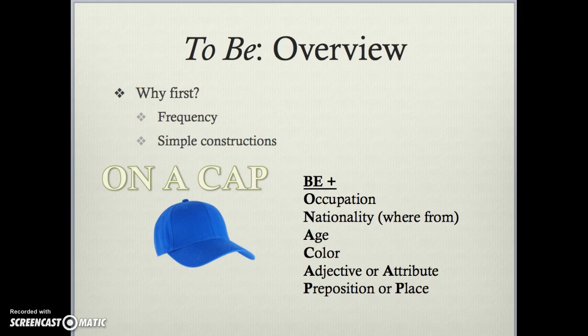For example, I'm a teacher, be plus occupation. Wei is Chinese, be plus nationality. I am not going to tell you how old I am, but that's another one. So ON A CAP is a simple mnemonic that you might use as a review for the verb to be, especially as students move from beginning to low intermediate.